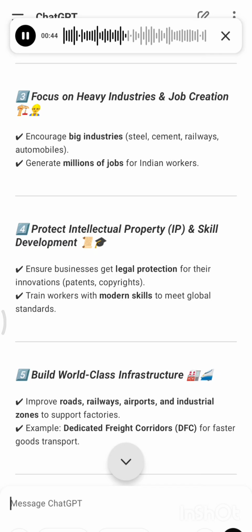Protect intellectual property, IP, and skill development. Ensure businesses get legal protection for their innovations, patents, copyrights. Train workers with modern skills to meet global standards. 5. Build world-class infrastructure. Improve roads, railways, airports, and industrial zones to support factories. Example: dedicated freight corridors, DFC, for faster goods transport.